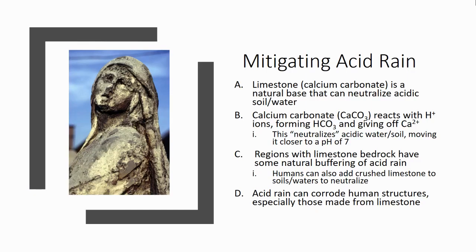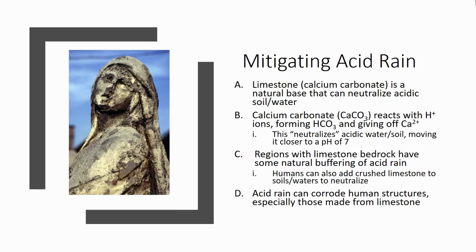So how do we go about mitigating acid rain? Well, like I said in the previous slide, we know that limestone is a natural base that can help to neutralize any acidic soils or waters. Calcium carbonate can react with the hydrogen ions found in our sulfuric or nitric acid, and that's going to form bicarbonate and give off calcium ions. This neutralizes it and moves it much closer to a pH of 7, which we know is a neutral pH.